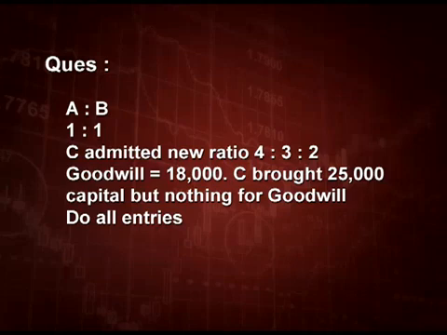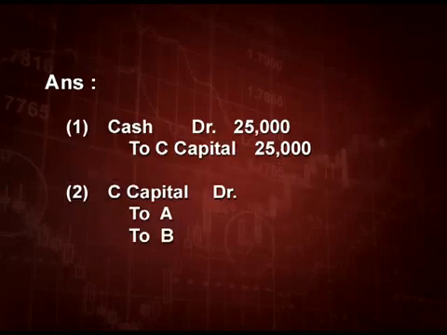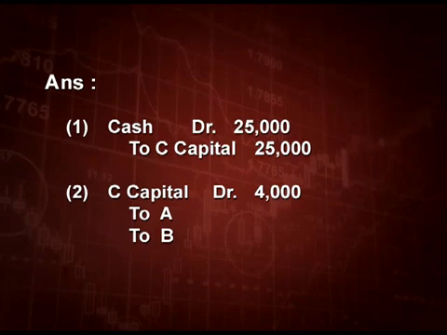18,000 into 2 upon 9, that will be 4,000 rupees, and whatever sacrificing ratio you get, you put it in front of A and B. Similarly, let us do a few questions on revaluation also.